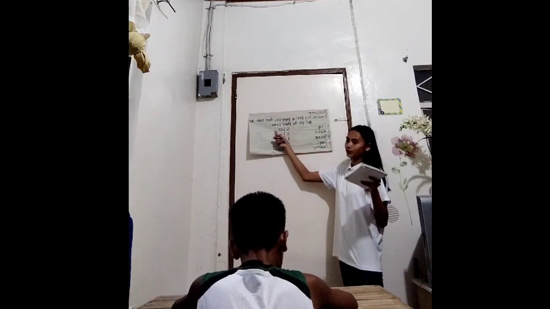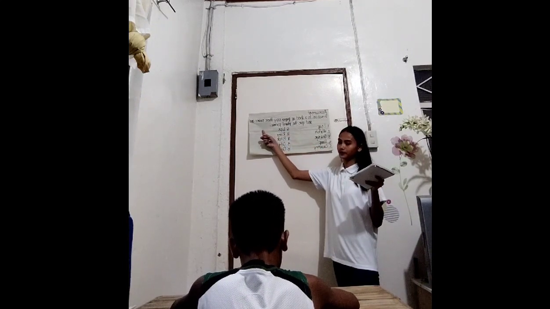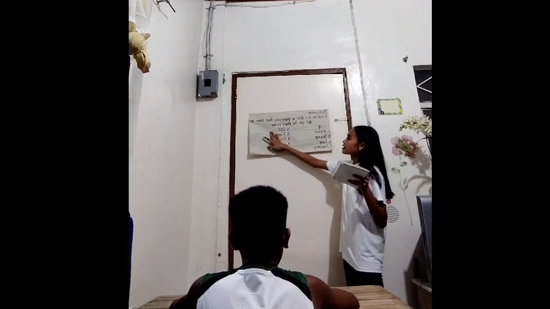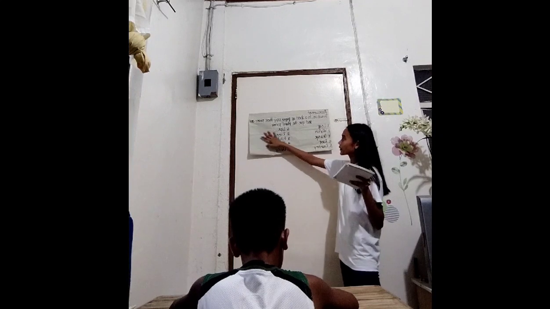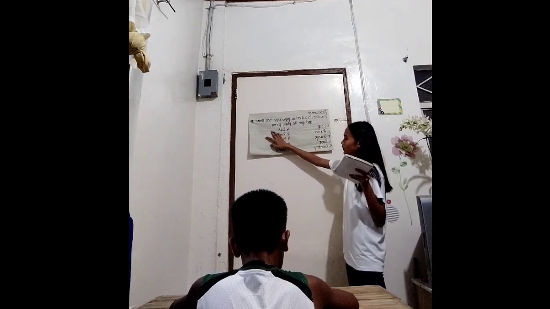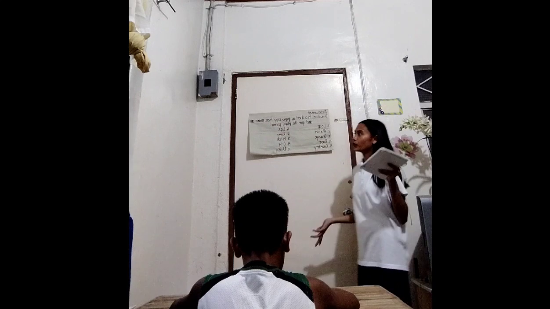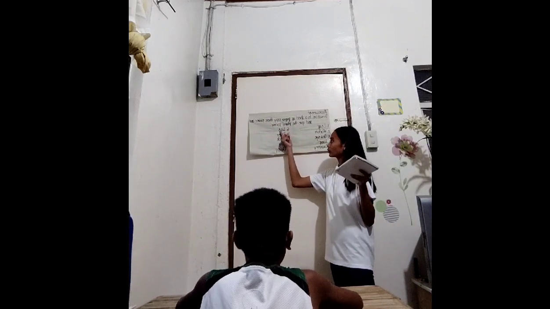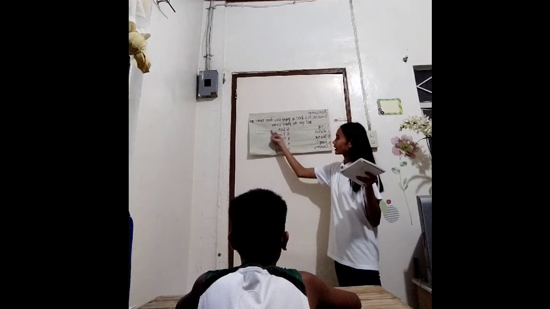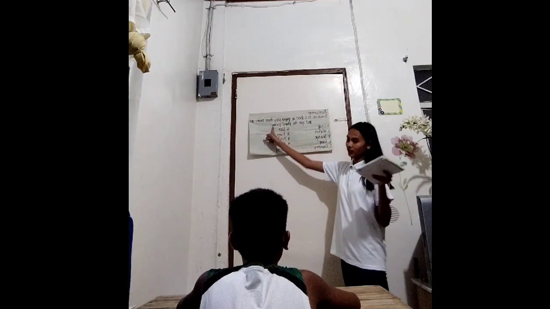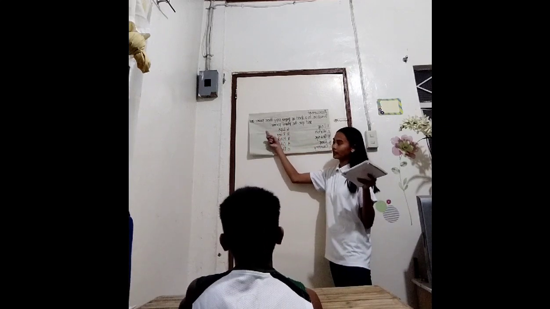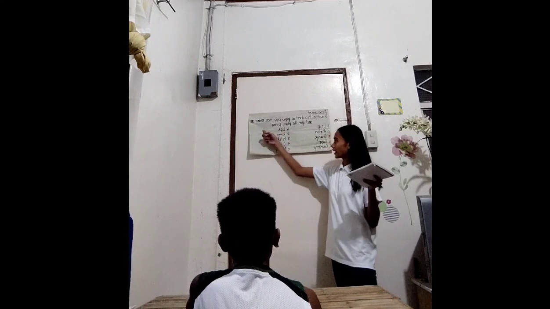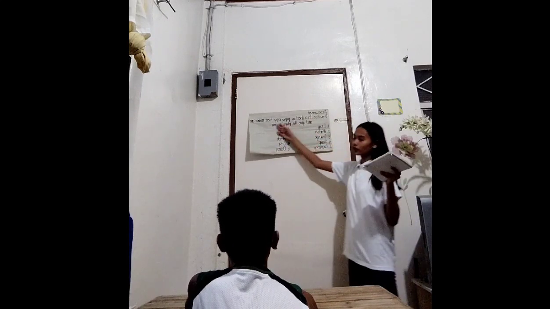Number 6, life. What is the plural form of life? Lives. Okay, lives. Life will become lives. I-replace natin yung F, papalitan natin siya ng V, magiging lives. Life is an example of a singular noun and lives is an example of a plural noun.